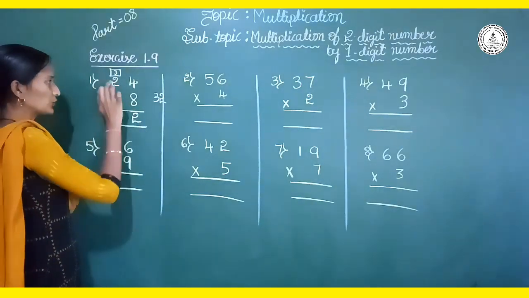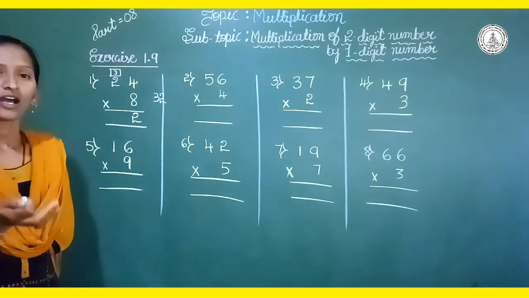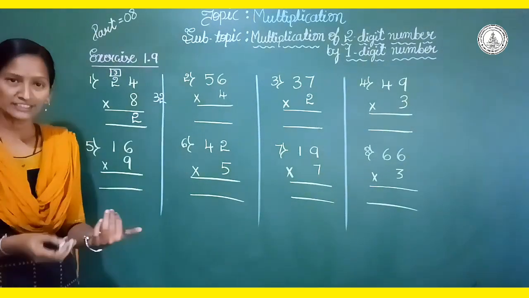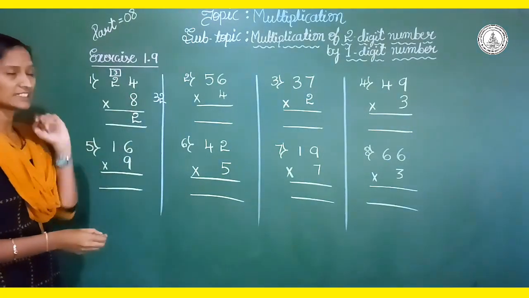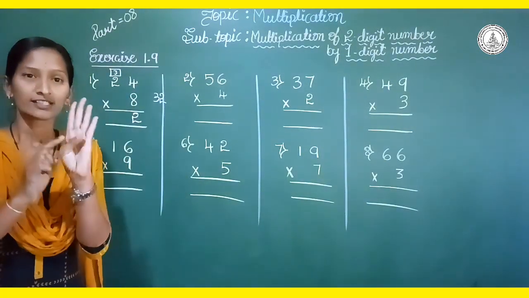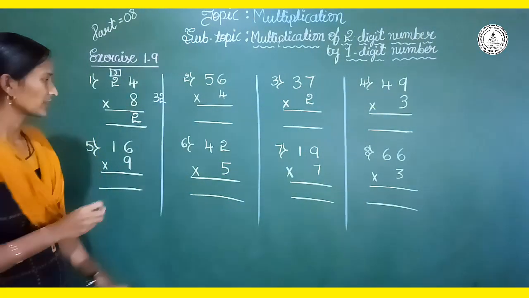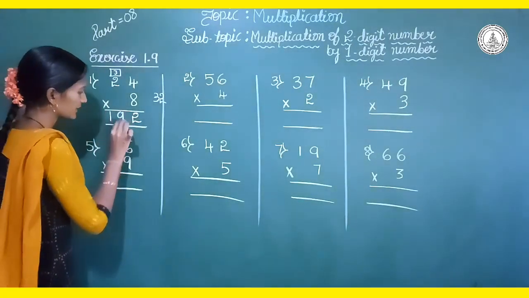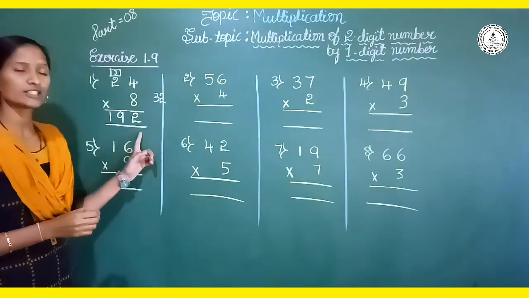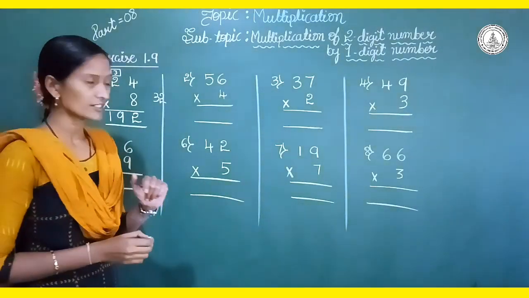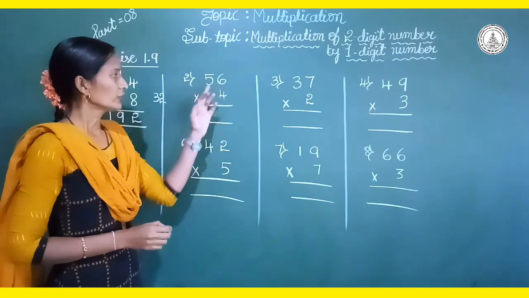So 8 into 2. 8 twos are equal to what? 8 ones are 8, 8 twos are 16. 16 plus this 3. So 16, after that 17, 18, 19. So write down here 19. So which is our product? 192 is our product. Right? So come to the second problem.